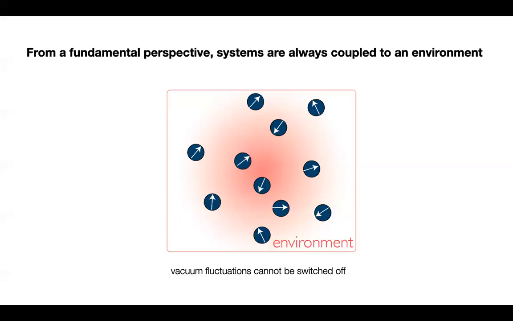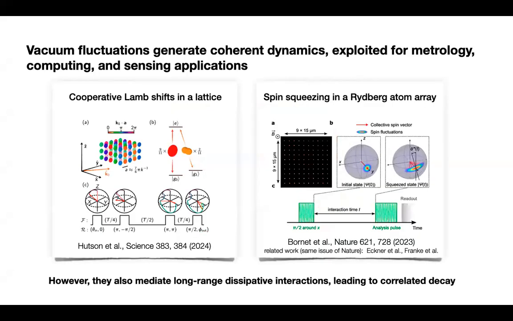From a fundamental perspective, systems are naturally open in the sense that they are intrinsically coupled to a bath. And this bath, even if it's vacuum, has fluctuations that cannot just be switched off. And that's actually very good because we harness these vacuum fluctuations to mediate coherent interactions between qubits. That's what gives rise to the whole fields of quantum computing, sensing, metrology, and so on.